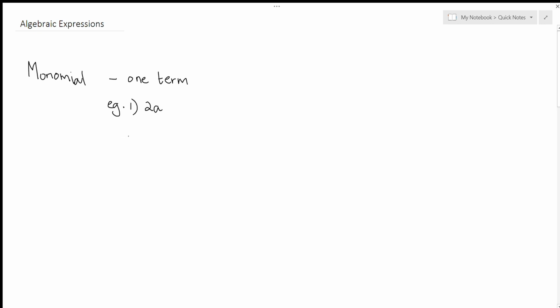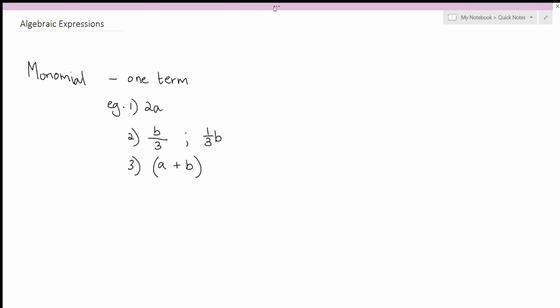If we look at example 2, we could have maybe b over 3, which is the same as 1 over 3b, a third b. You could also have something like this. You could have a plus b, and if you put brackets around it, it becomes one term. So our first explanation here: your monomial means one term.